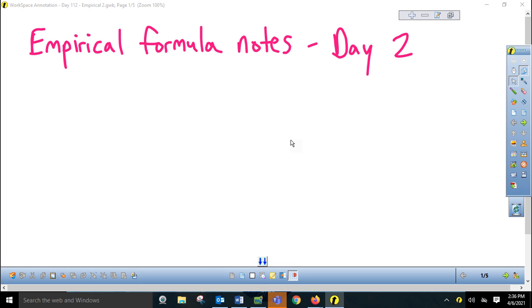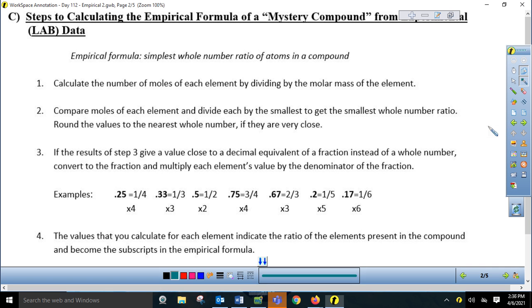Lehman. Day 2 of notes on empirical formulas, molecular formulas. So we want to work through an example problem today. Yesterday in your notes you had the step-by-step process that we sort of summarized as we worked through 2 problems. But let's take a look at this now that we have a little bit of working knowledge of the process.